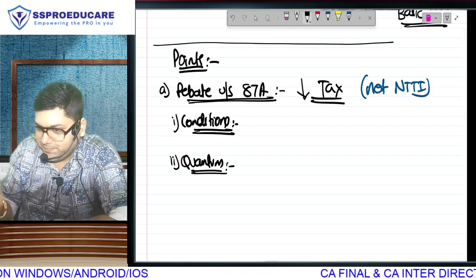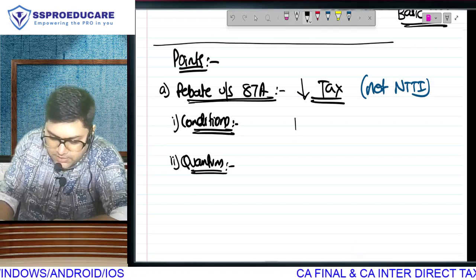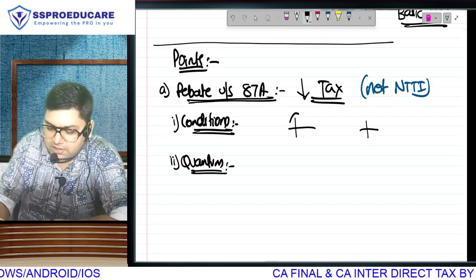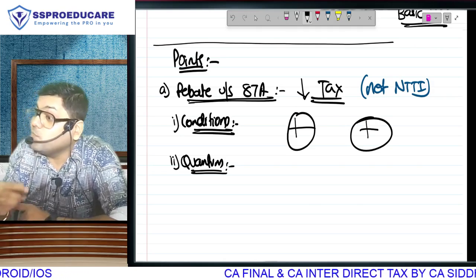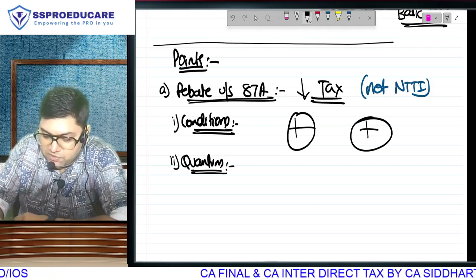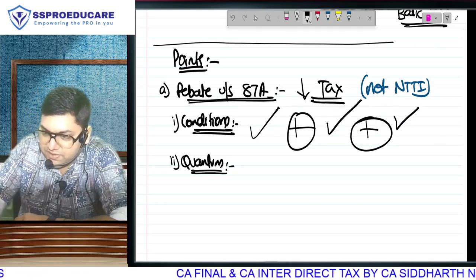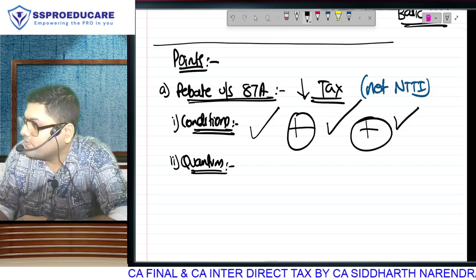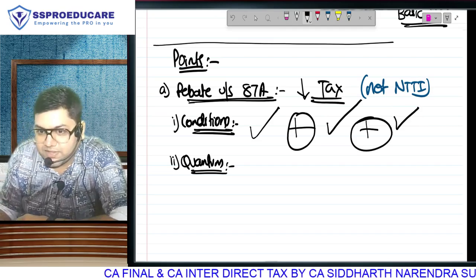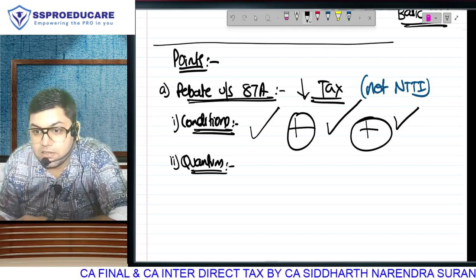In order to get rebate, there are three conditions. Between condition 1, 2 and 3, the word used is "and", a plus sign, that is, a cumulative condition. That means you have to satisfy this, this and this. If you satisfy 1 out of 3 or 2 out of 3, you are not going to be eligible for rebate. Out of the 3 conditions, you have to satisfy all 3.